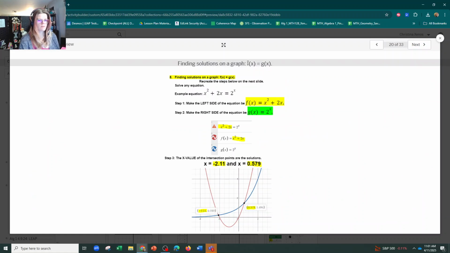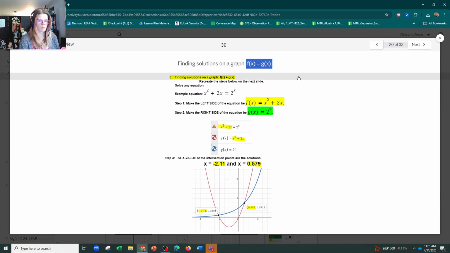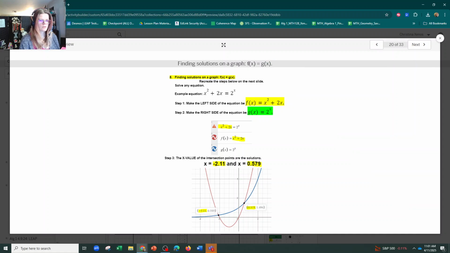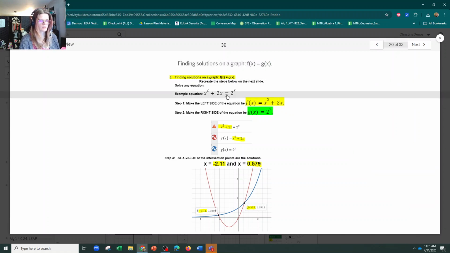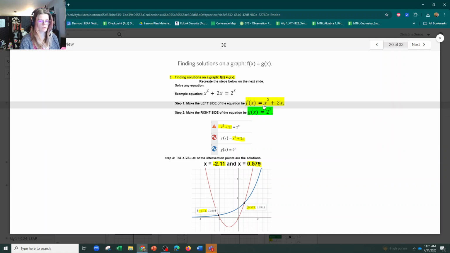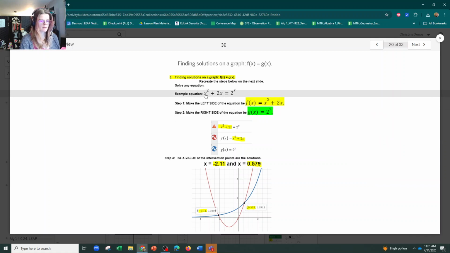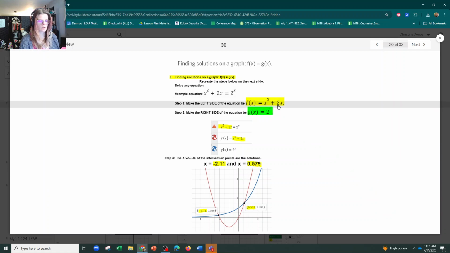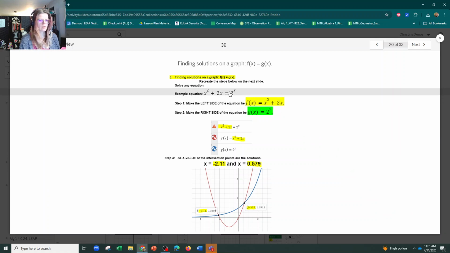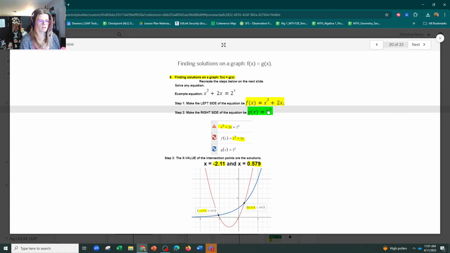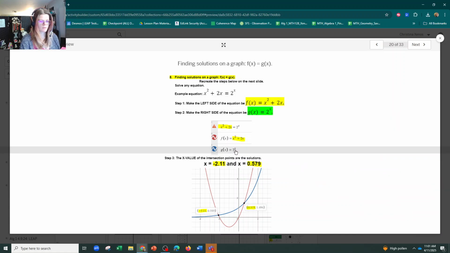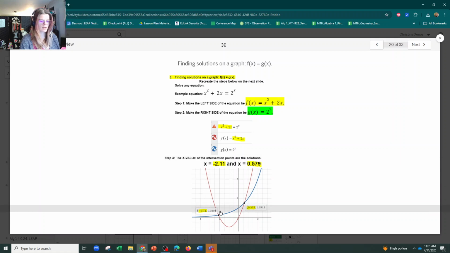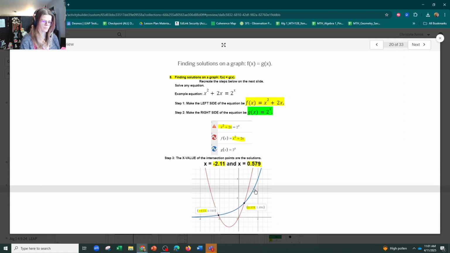So this is one of the big topics in Algebra 1, finding solutions on a graph, basically taking one equation and turning it into two functions. We grab the left side of our equation, the x squared plus 2x, and we grab the right side of our equation, the 2 to the x power. And we put these in as two separate functions. This will let us find the solutions.